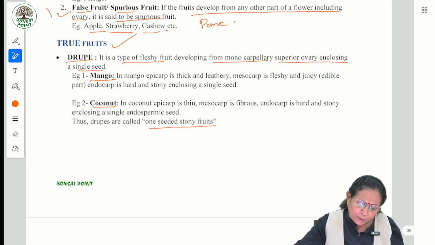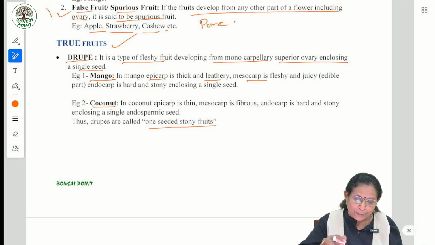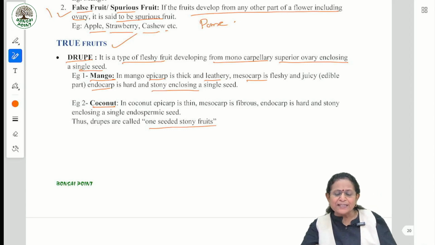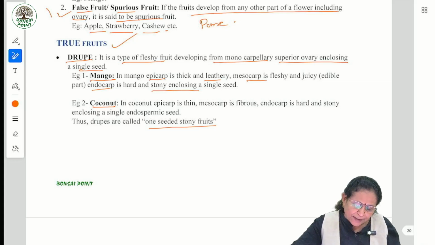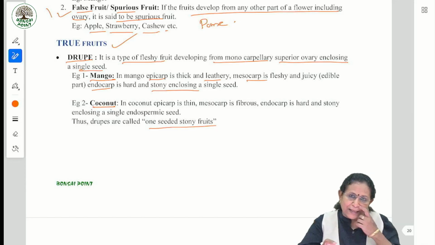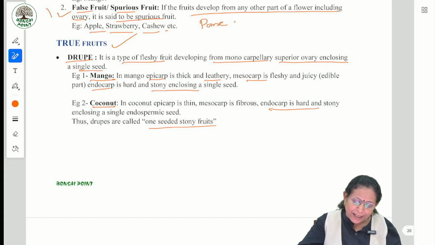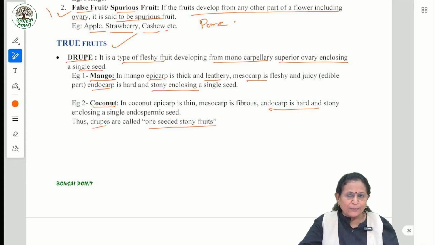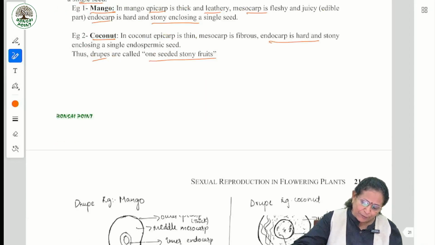Mango. In mango, the epicarp is thick and leathery, the mesocarp is fleshy and juicy, the edible portion, and the endocarp is hard and stony, enclosing a single seed. Coconut. In coconut, the epicarp is thin and the mesocarp is fibrous. It's not edible like in the case of mango. The endocarp is hard and stony, same as mango. All drupes have a hard endocarp enclosing a single seed, thereby they are said to be single-seeded stony fruits.